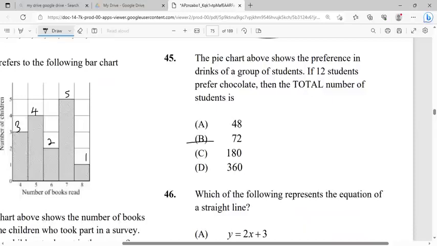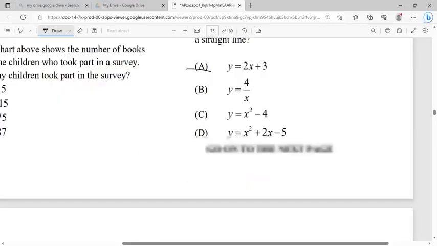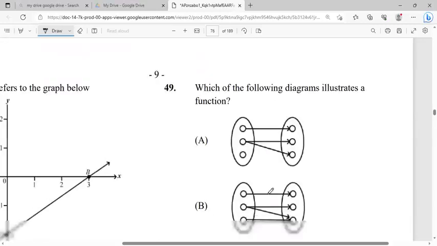Which of the following represents the equation of a straight line? Look no further. Every straight line is in the form y equals mx plus c, and A fits that criteria right away.